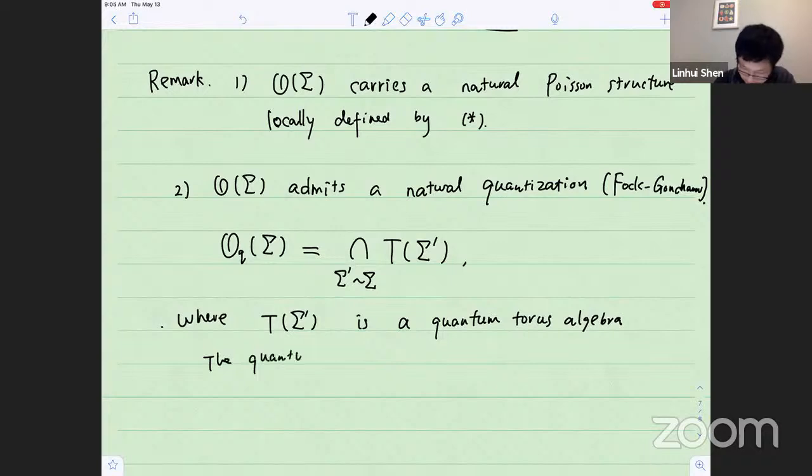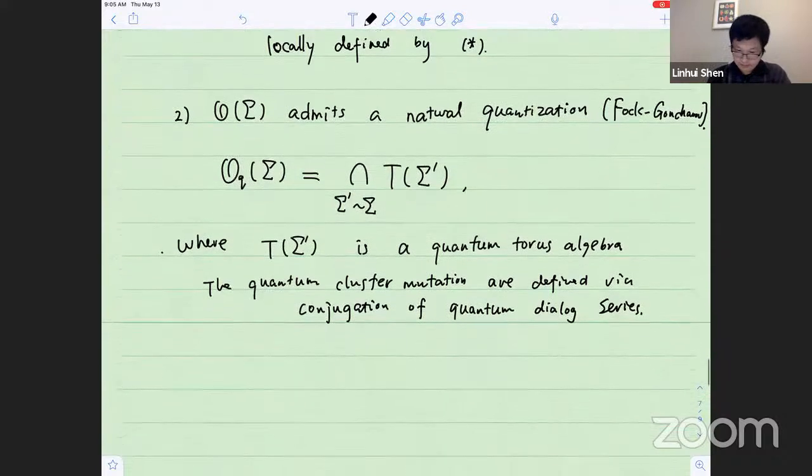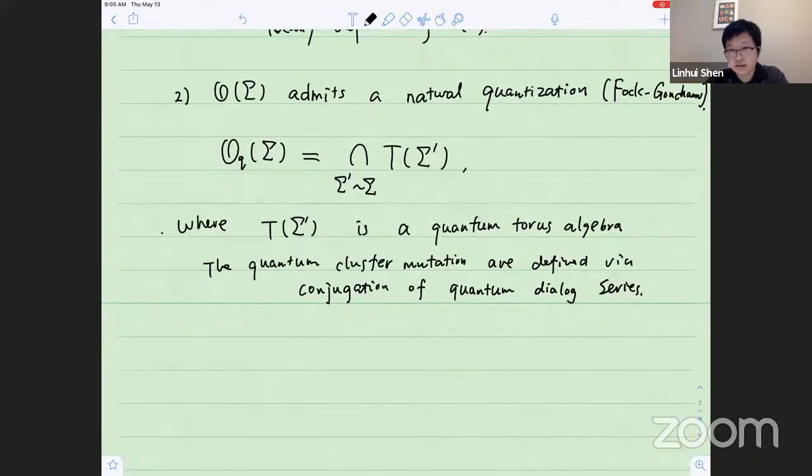And this quantum cluster mutation can be constructed by conjugation of something called a quantum dilogarithm series. Okay, so I shall skip the details here. That's just a very rough picture.